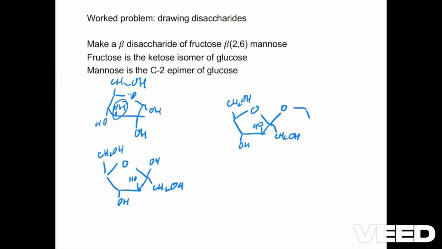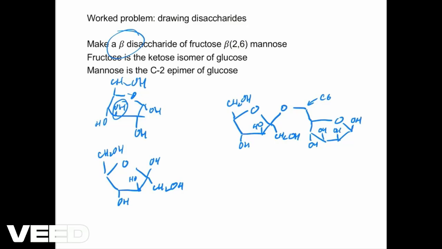So there would be carbon 6 of our mannose. There's carbon 5 and its oxygen. And we know that mannose is the C2 epimer of glucose. So we'll have that hydroxyl up, and that hydroxyl up. Hydroxyl on carbon 4 will be down. And we want to make a beta disaccharide, so that hydroxyl will be pointing up.